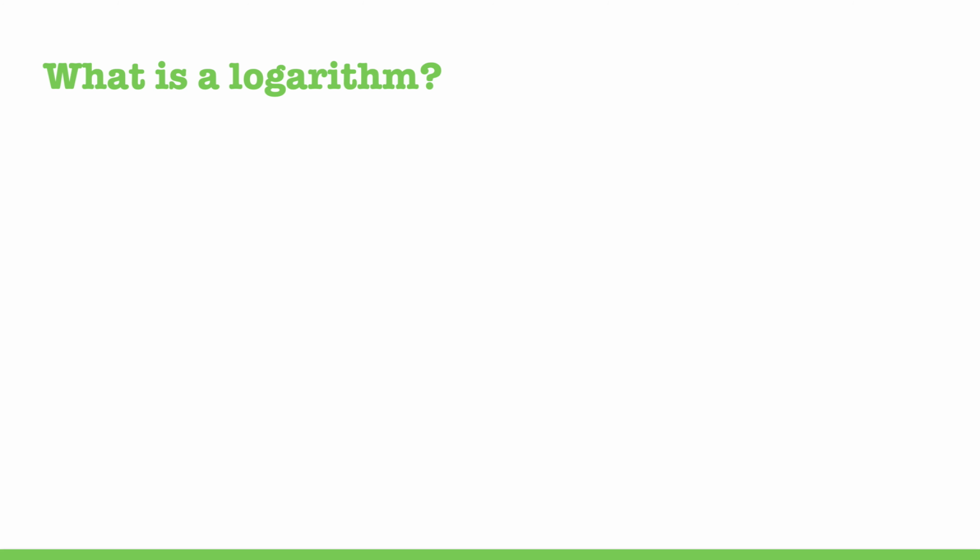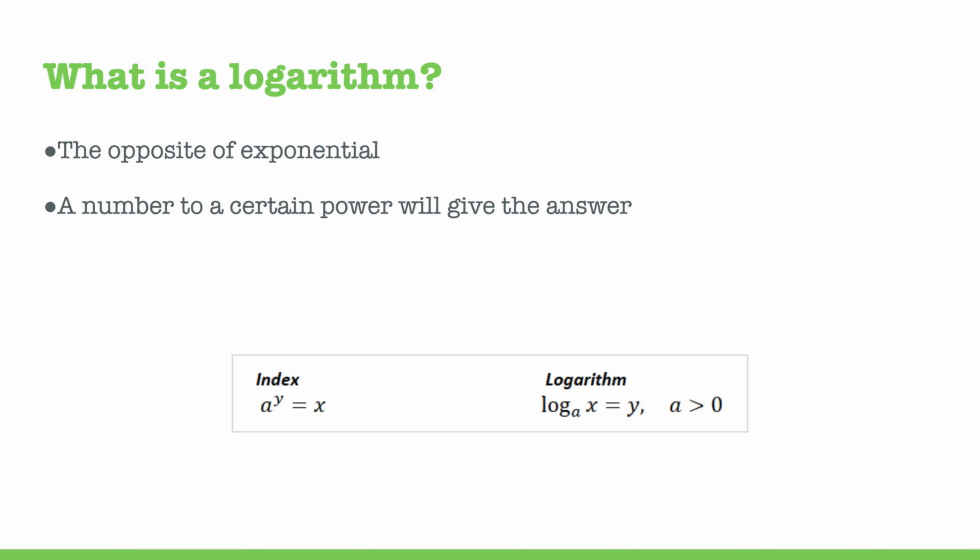Logarithms. What is a logarithm? So a logarithm is the opposite of an exponential. If you think about all of our operations so far, if I add, I have an opposite to it. I can subtract. If I multiply, the opposite is to divide. If I square something, if I put it to the power of 2, I can square root it.